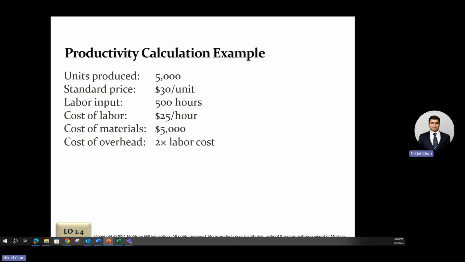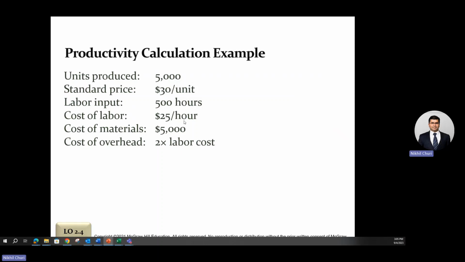So here are some given details of a process or operation. In a given department, the number of units produced, maybe per day, per week, or per month, is 5,000. The standard price of each of those units is $30 per unit. Labor input to make those 5,000 units: the total number of labor hours spent is 500, and the cost of a labor hour is say $25 per hour. Cost of materials used to make these 5,000 units is $5,000. And the hidden cost, the cost of overhead, is twice the labor cost.